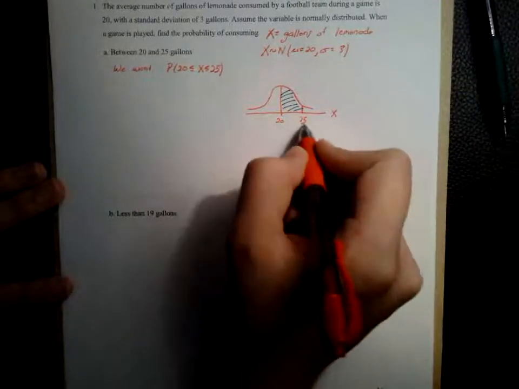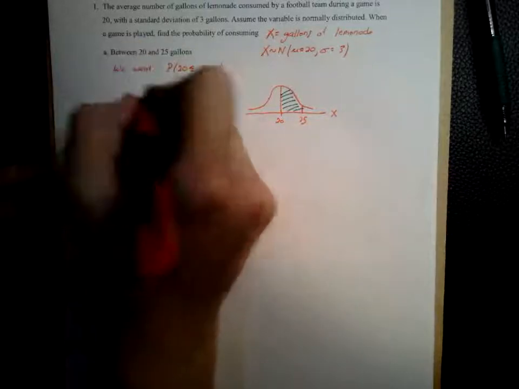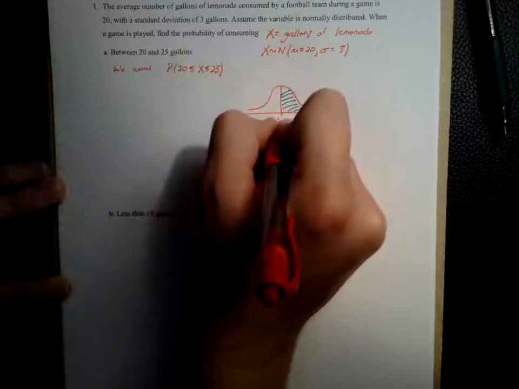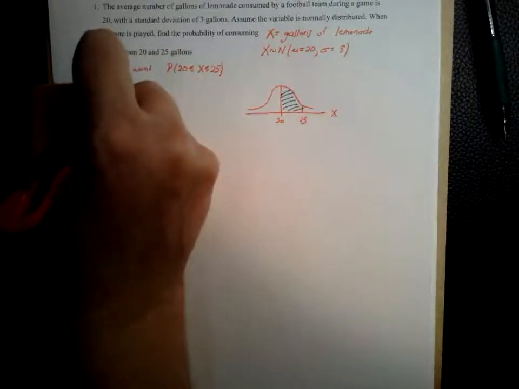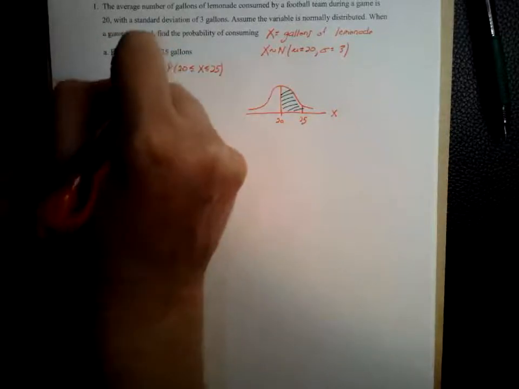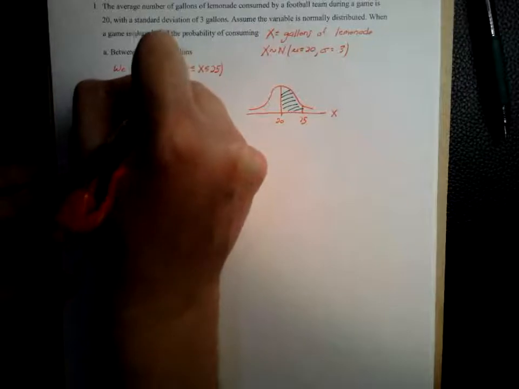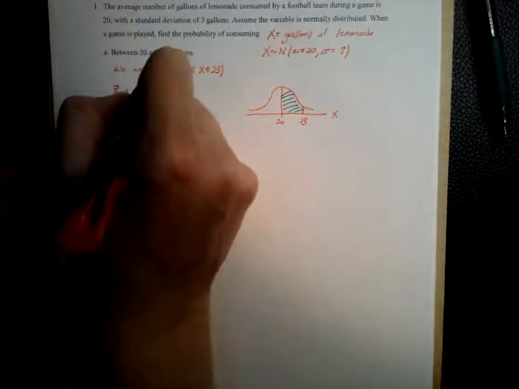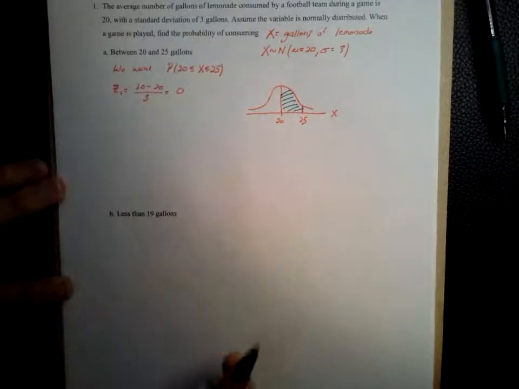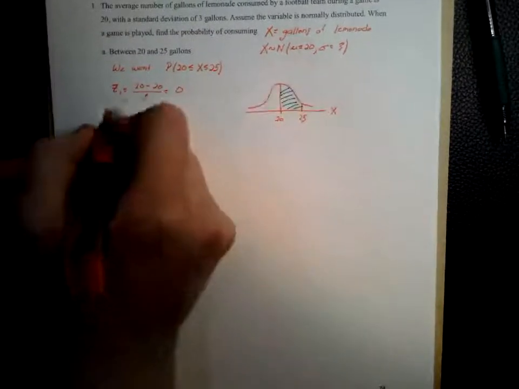Then we can convert both of these values to z-scores just like we did before, and then look at the area between those two z-scores. The first one is the z-score corresponding to 20. So z1 is equal to the data value of interest, 20, minus the mean, which is actually 20, divided by the standard deviation of 3. And notice that this is equal to 0 because 20 is the mean.